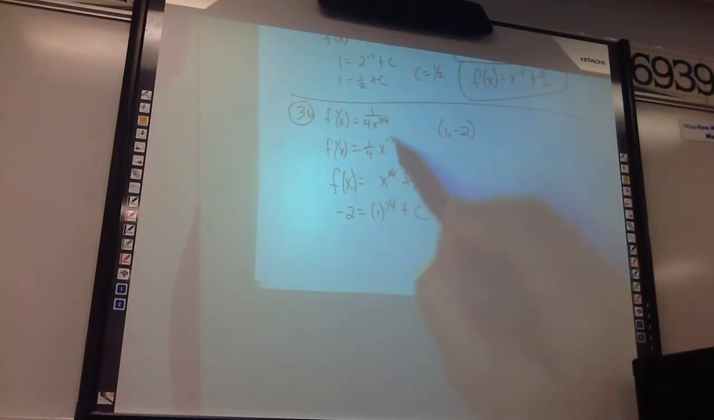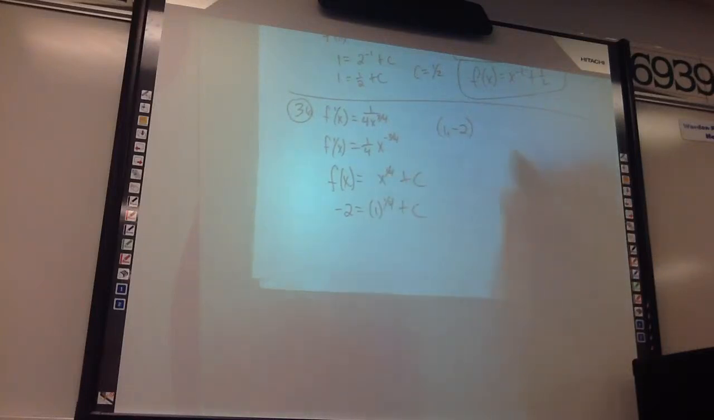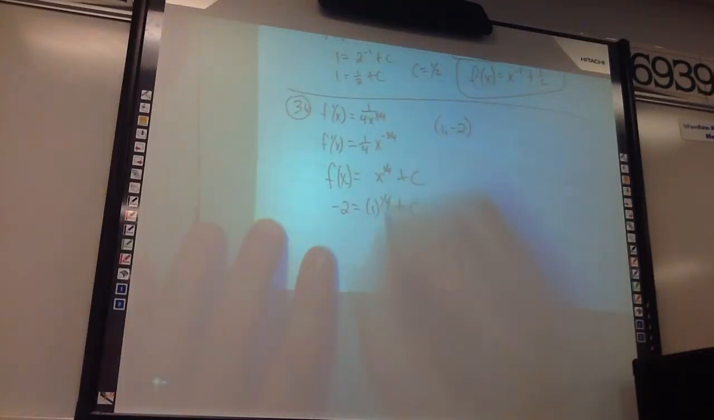I start with the power, and when I take the derivative, I subtract 1 from the power. So going backwards, I add 1 to the power. Now I have a 1/4. If I do the derivative of this, aren't I going to have that in front? So I don't need anything else. Here, 1 to the 1/4 power is 1. Subtract 1. C is negative 3. So your answer is the 4th root of x minus 3.